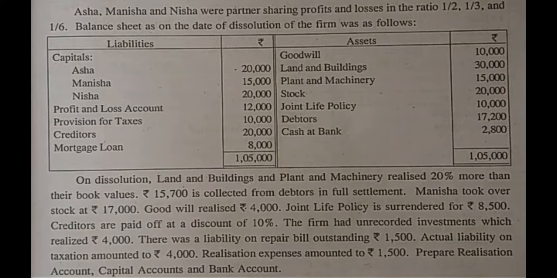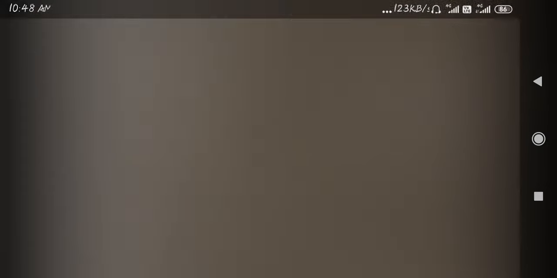And on the asset side, goodwill rupees 10,000. Land and building rupees 30,000. Plant and machinery rupees 15,000, stock 20,000, joint life policy rupees 10,000, debtors 17,200 and cash at bank rupees 2,800, and the liability side and asset side balance is 1,05,000.